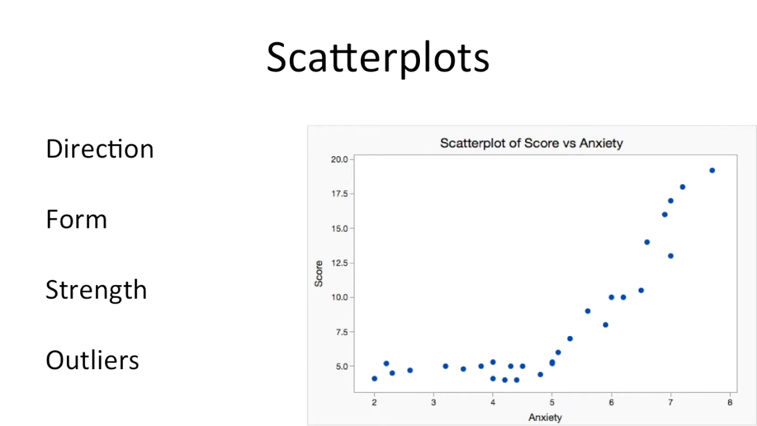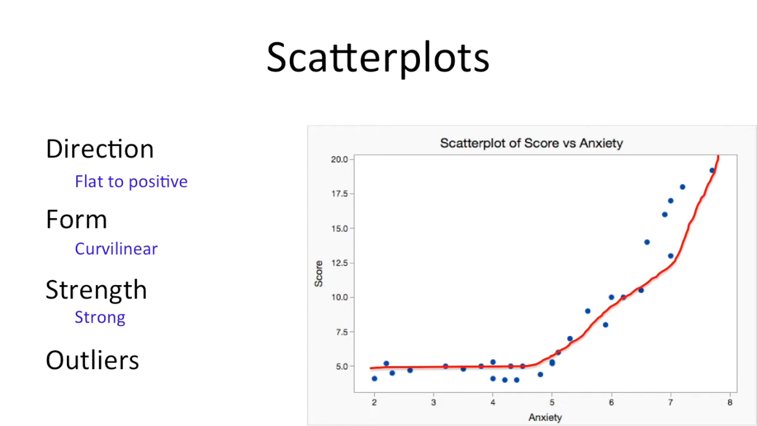Here we have a scatter plot of anxiety levels and scores on a test. The direction of this scatter plot I would describe as flat to positive. So when anxiety is between 2 and 5, we have a flat line, so no relationship at that point. But then once you get past an anxiety score of 5, as you're going from about 5 to 8, we have a positive relationship. This is not a linear relationship. I would describe this as a curvilinear relationship. The strength is strong, and there are no clear outliers.